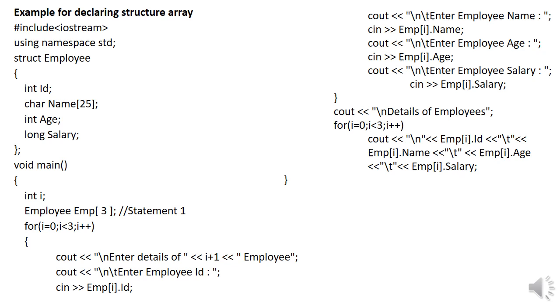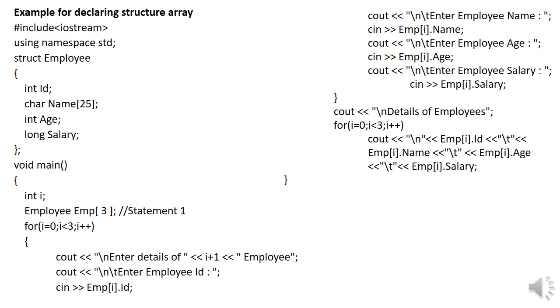So by using the emp0 object, we are accepting ID, name, age and salary from the user. Then the I value becomes 1. Then 1 is less than 3. So the user is asked to enter the details of the second employee, that is, I value is 1, so 1 plus 1 employee, that is second employee details.